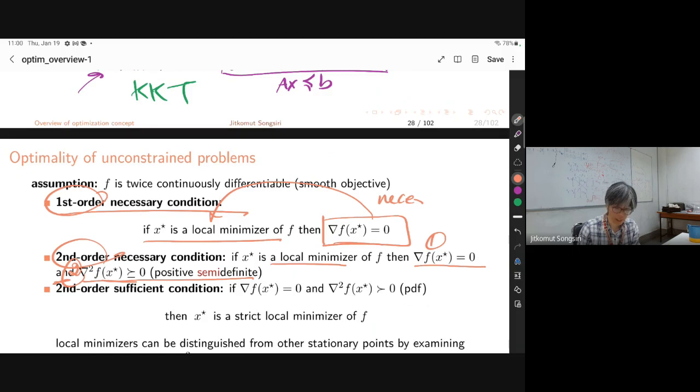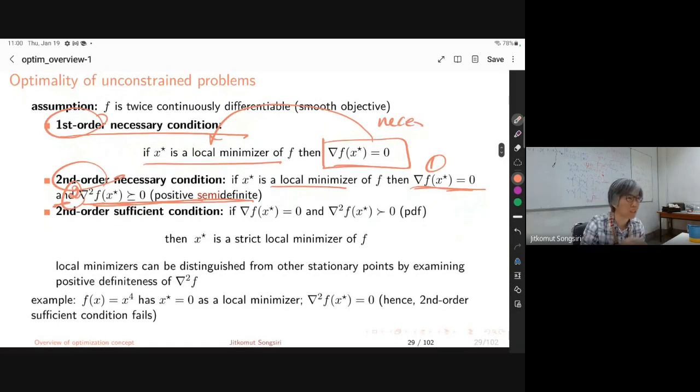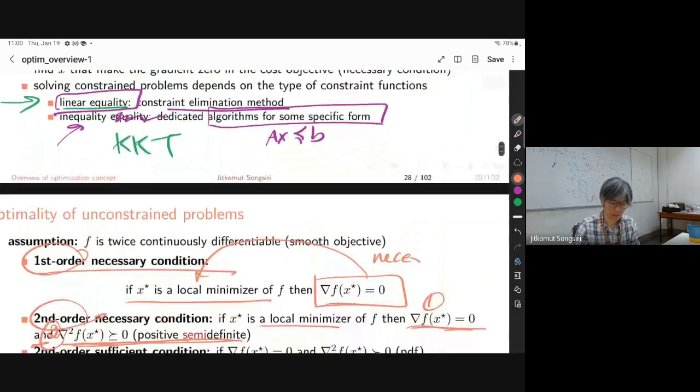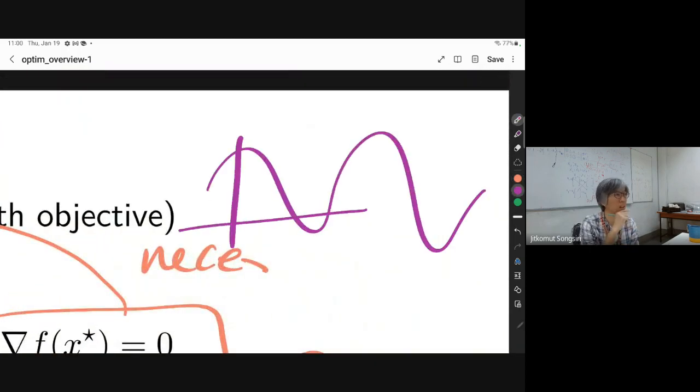Okay, these two conditions serve as necessary conditions for optimality of x star. Now remember in the basic calculus that you have learned before, suppose the function is nonlinear. If I ask you, can you find a local minimum and verify that it's a local minimum, the very first thing is you're going to find all the points that have zero gradient, right?